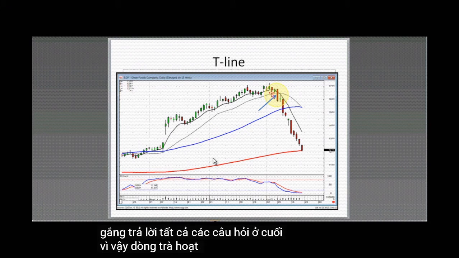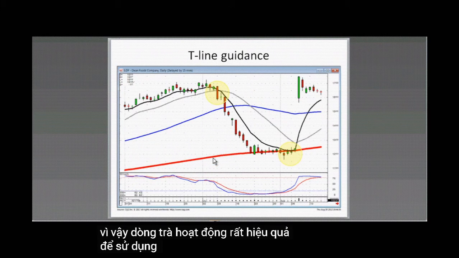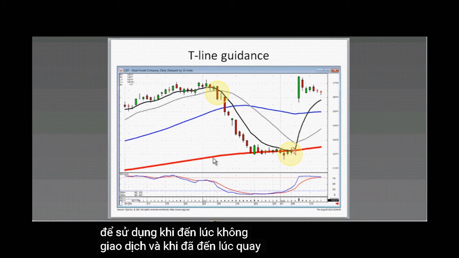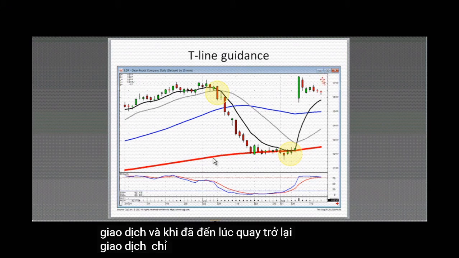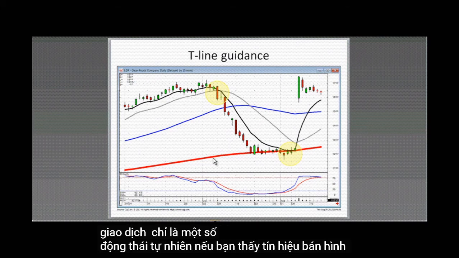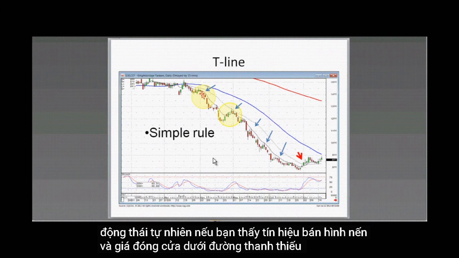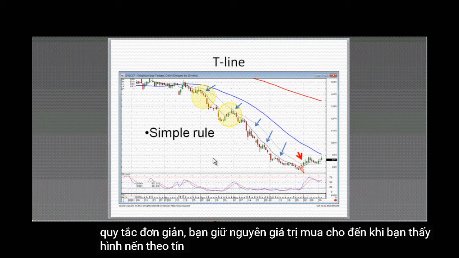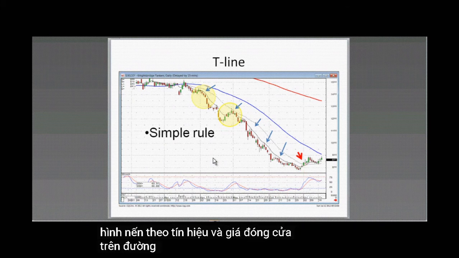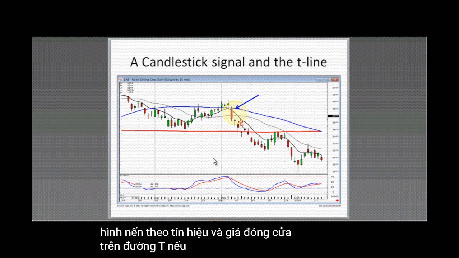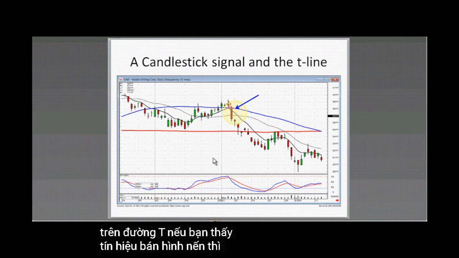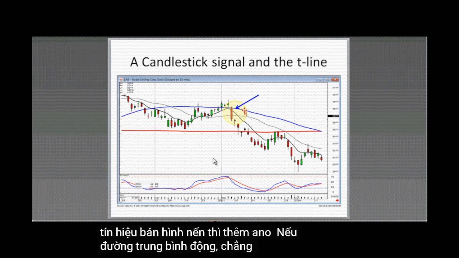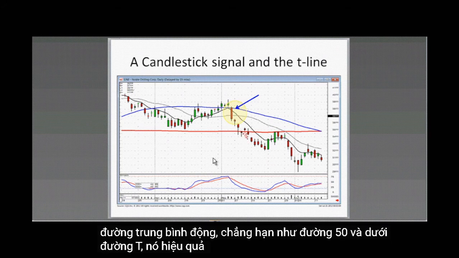So the T-line works very effectively for telling you when it's time to be out of a trade and when it's time to be back into a trade. It's just some sort of natural move. If you see a candlestick sell signal and a close below the T-line, simple rule, you stay short until you see a candlestick buy signal and a close above the T-line. If you see a candlestick sell signal at another moving average, such as the 50, and below the T-line, it's that much more effective.